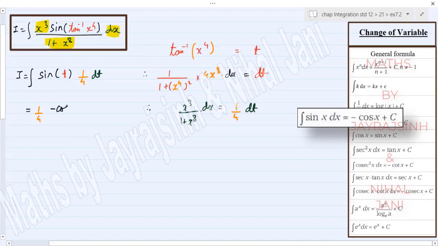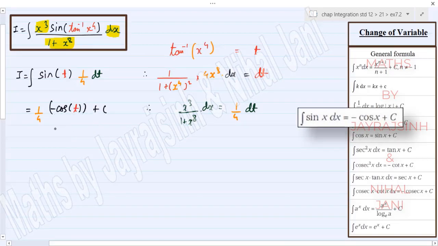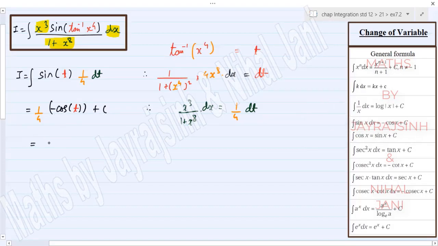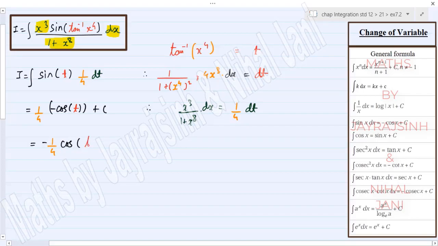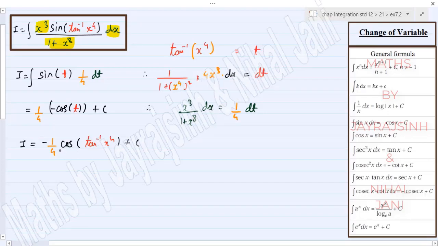Integration of sine t will be minus cos t plus c. Now just substitute the value of t. Cos t will become cos of x raised to 4 plus c. That is your final answer. Ta-da!